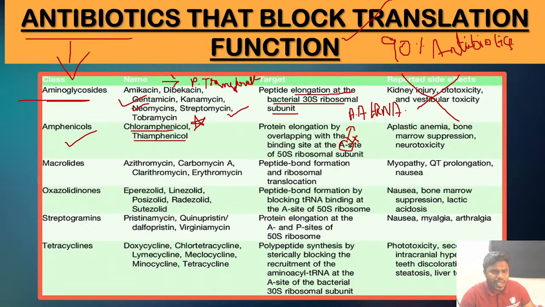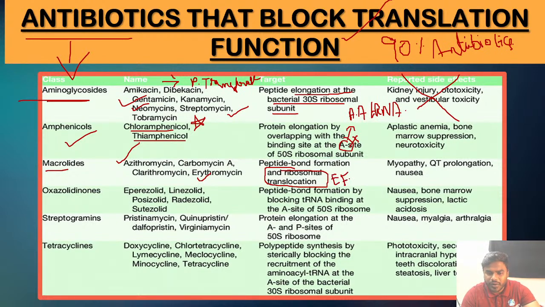Very simple. Macrolides, remember only azithromycin and erythromycin. Remember these two. What is their function? So friends, here comes a very interesting point. Azithromycin and erythromycin basically block the ribosomal translocation, which means every student has to listen. They are basically blocking the translocation factors. I hope every student remembers.